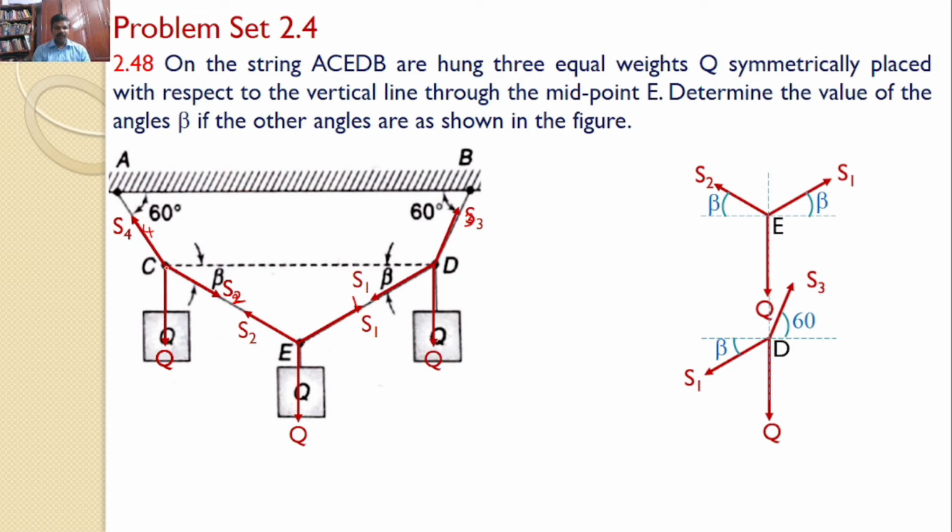Similarly, if you draw the free body diagram of point C, there are three forces. All three forces I have transferred to a separate XY plane. Now S2 makes an angle beta with the horizontal and S4 makes an angle 60 with the horizontal.